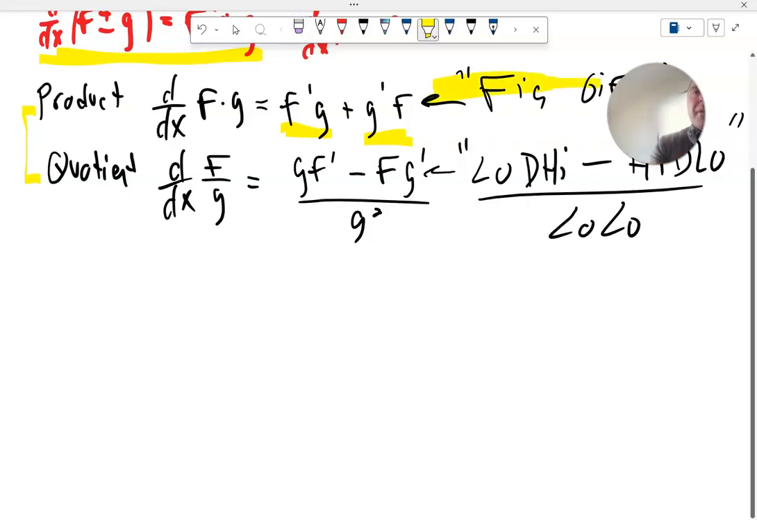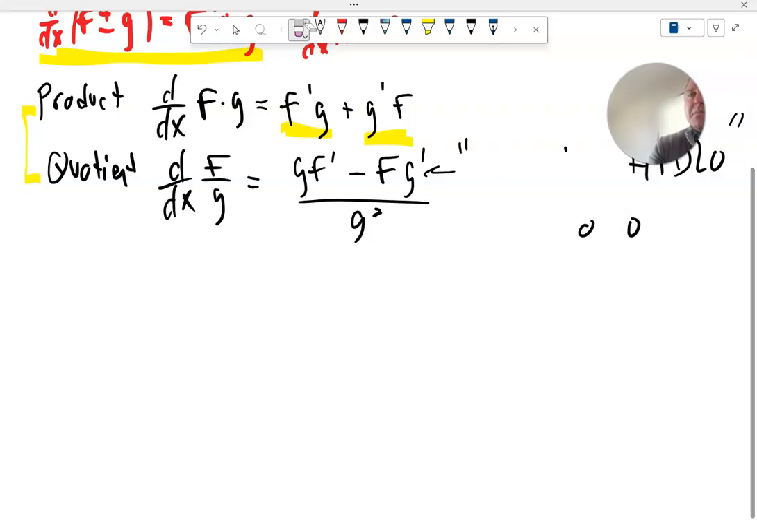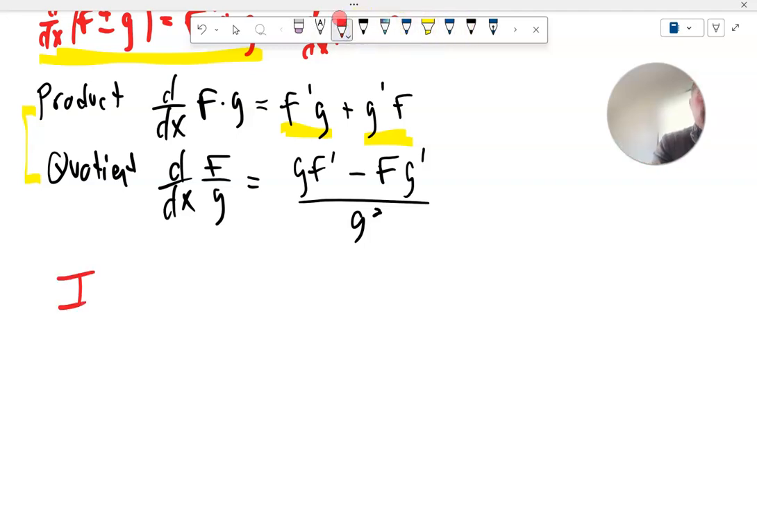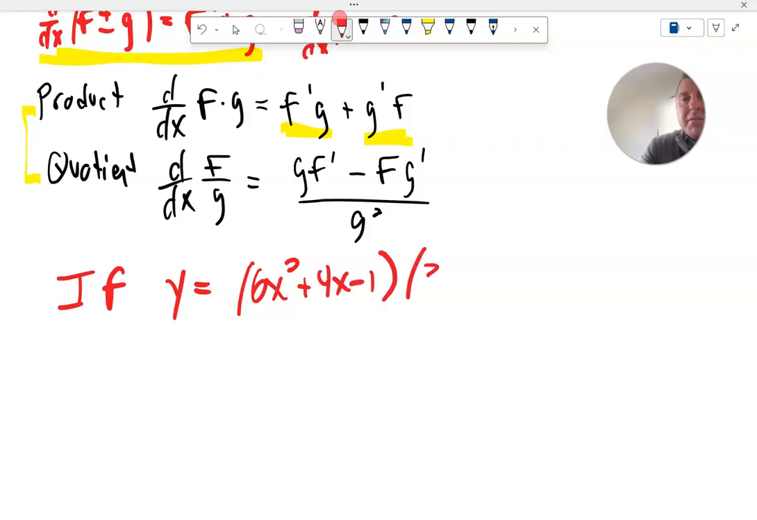Oh, I want to erase that. No, I still want to erase it. So let's assume, and we're just sticking with polynomials for now, let's pretend I want to derive, or if y equals the product of 6x squared plus 4x minus 1 times 3x plus 2, then what's y prime? Okay, that's another way to say, hey, find the derivative of that product.